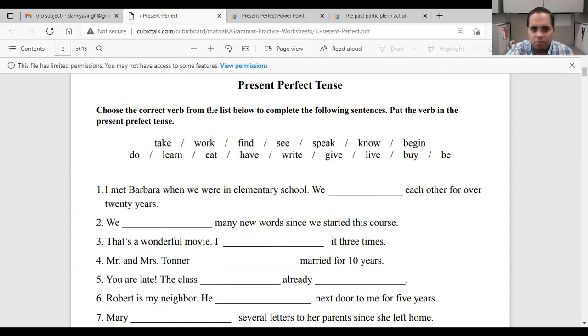Choose the correct verb from the list below to complete the following sentences. Put the verb in the present perfect tense. Number one, I met Barbara when we were in elementary school. We blank each other for over 20 years. Does anyone know which one of these words can we use to complete this present perfect sentence?